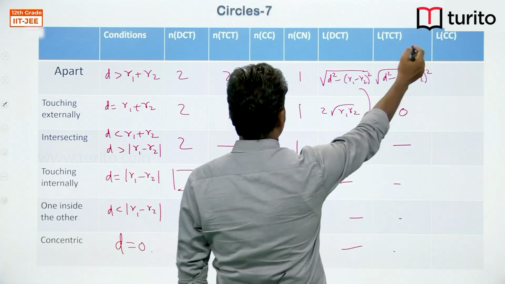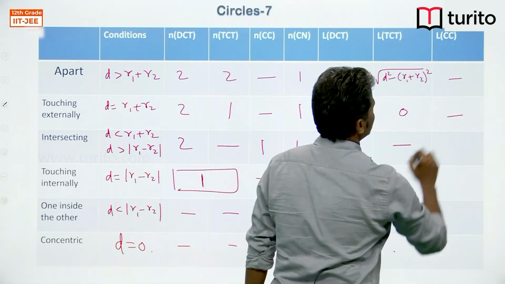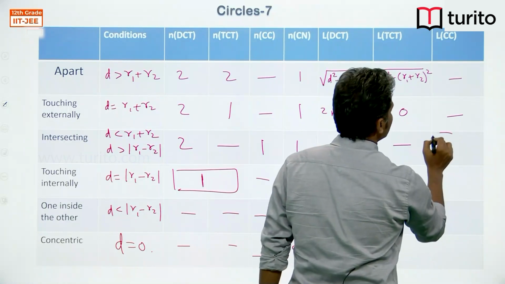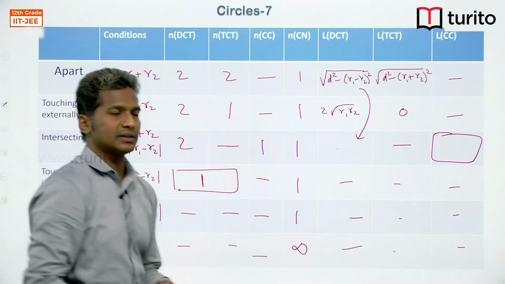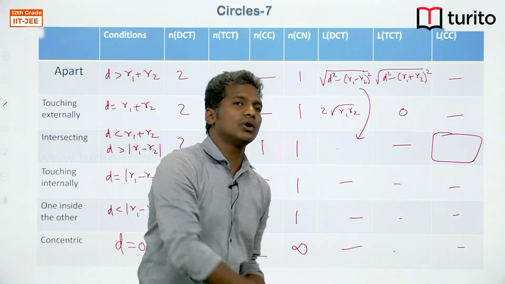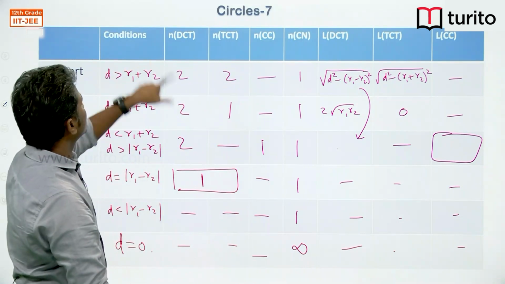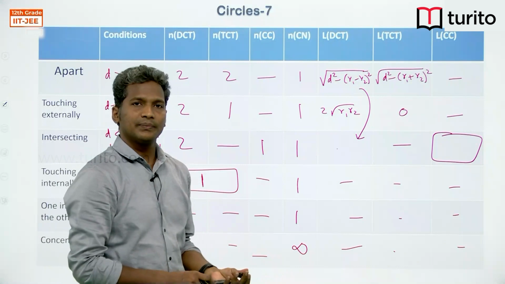For the common chord, we can find it using the Pythagoras theorem. That we will see when we take these special cases. We will quickly look at these lengths, and then we will go on to find the equations of these direct common tangents, common chords, and what happens there.